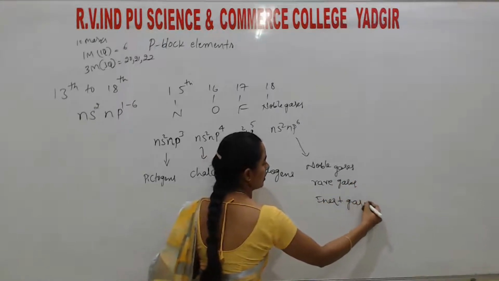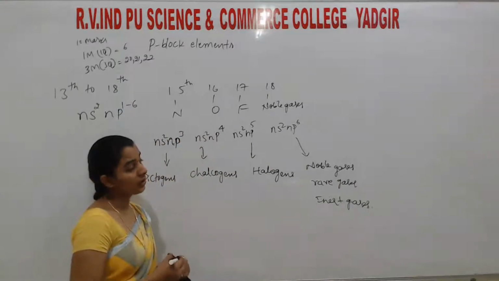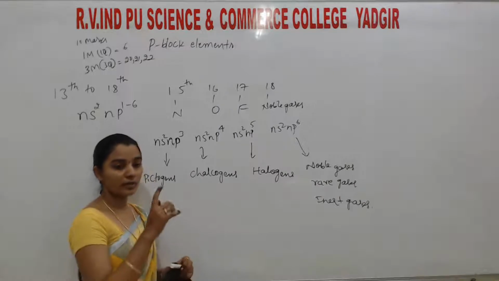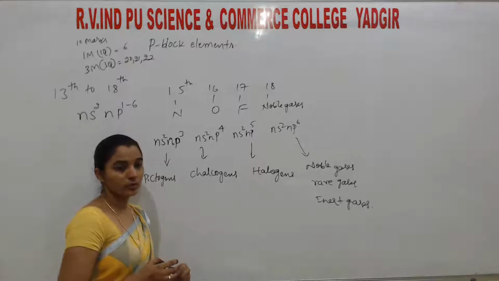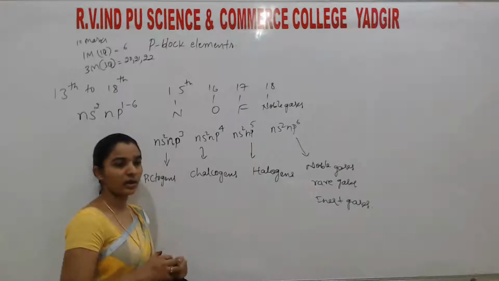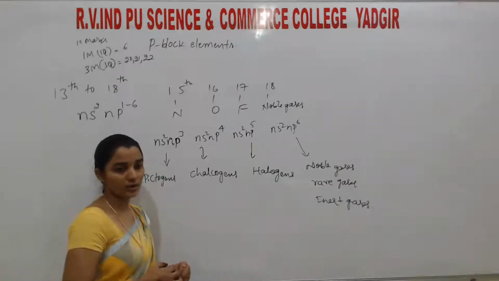You know why they are called so. Noble means they are very precious. Rare means their occurrence is very less. Inert means they have a stable configuration. That's why they are very inactive. They are very passive to incoming species. They are very stable, so they cannot easily react with any other element to form different products.